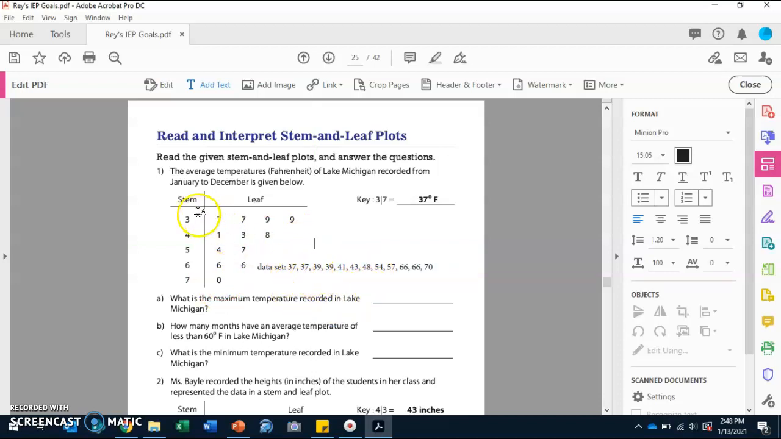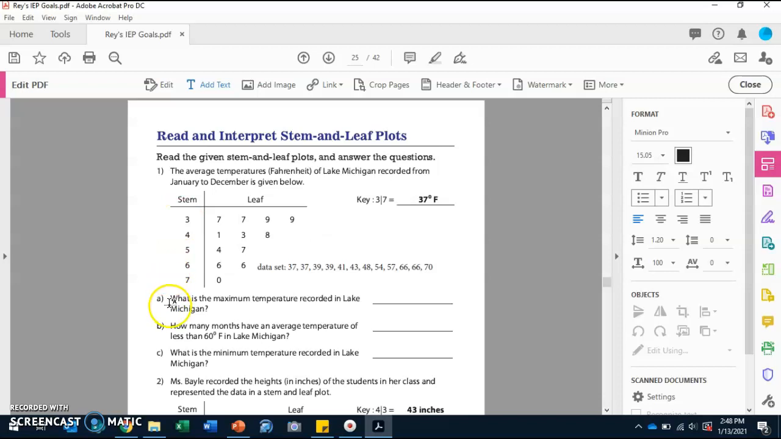So either way works. Here you have it in order and in a line, and over here you have it in the plot. But it means the same thing. The numbers are the same and they are organized.